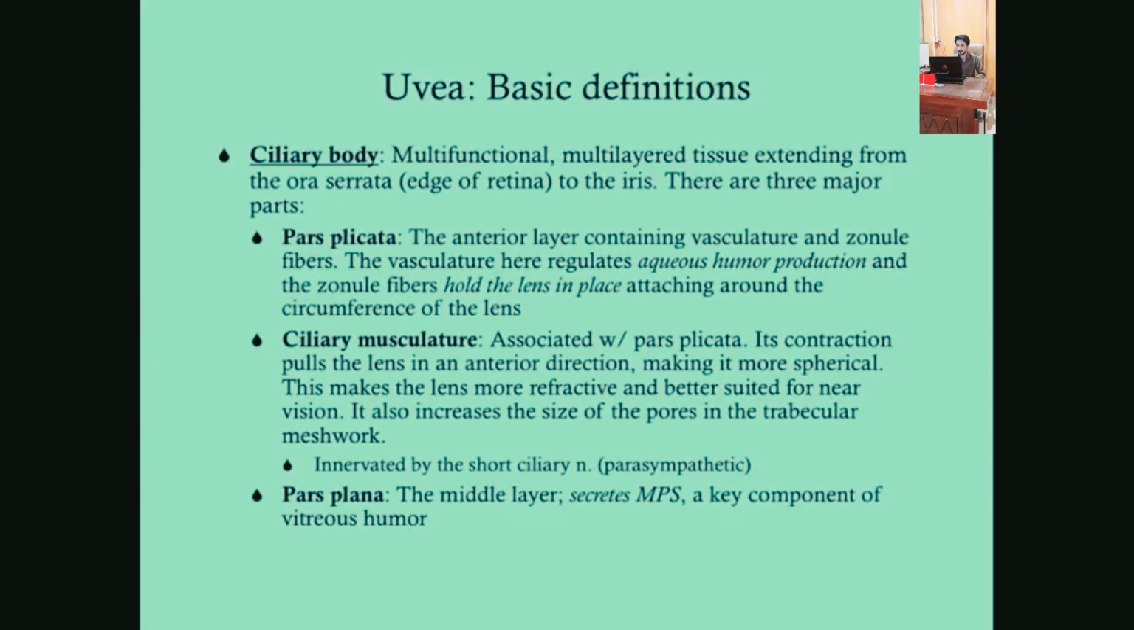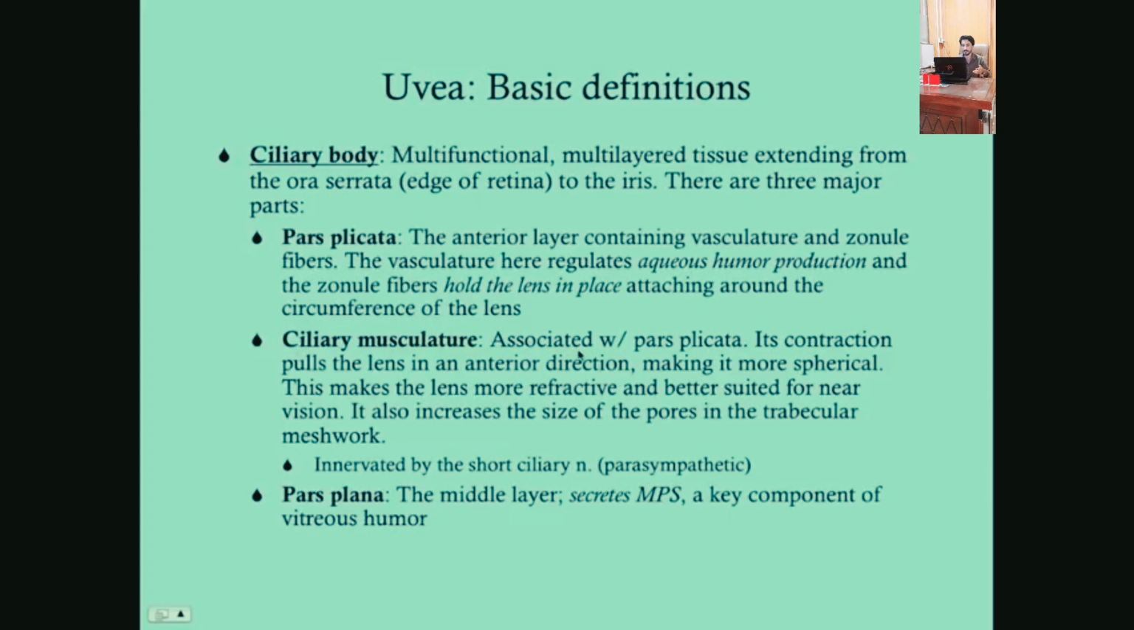And that's important when we think of anterior and possibly intermediate uveitis, because if you get a pathology of that vasculature and a breakdown of that blood-aqueous barrier, you can get proteins and other abnormal components into the aqueous humor, and that can cause symptoms.